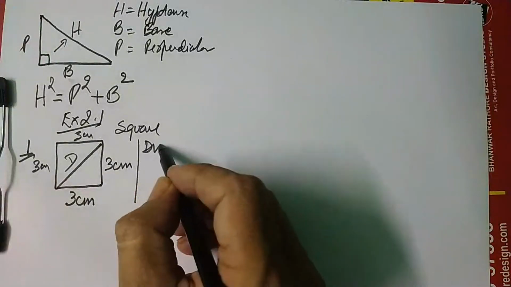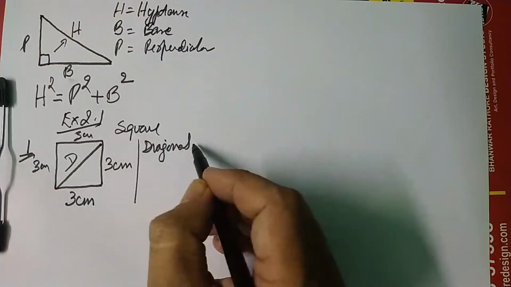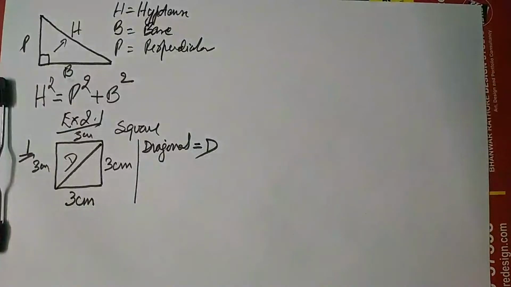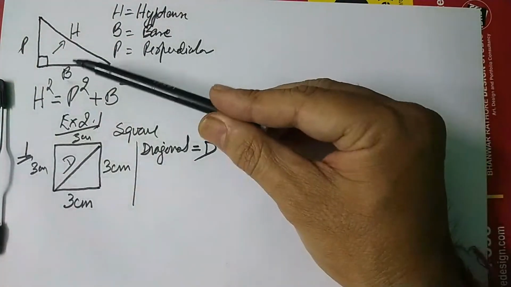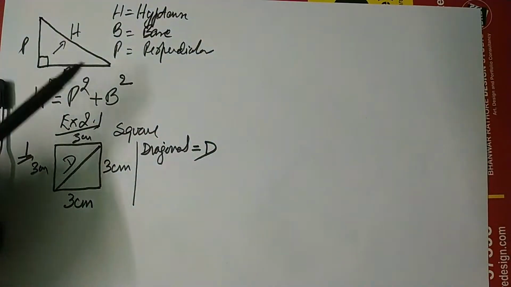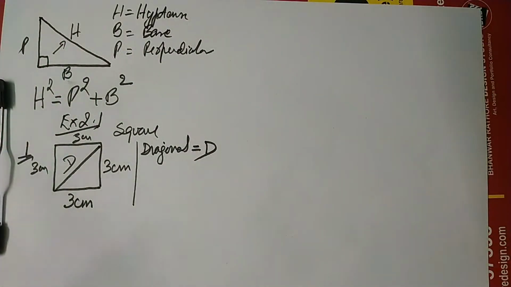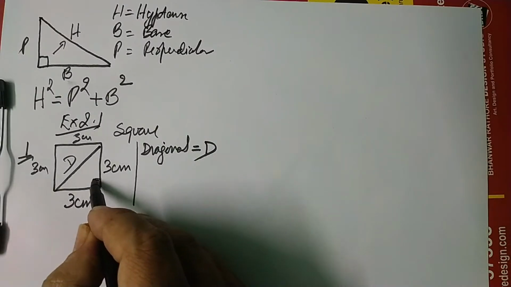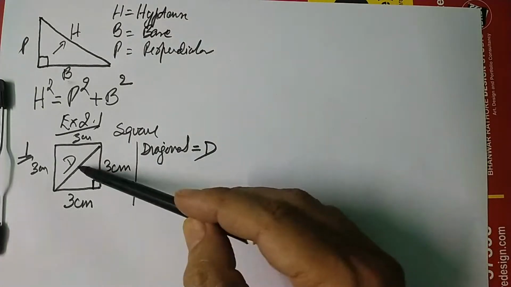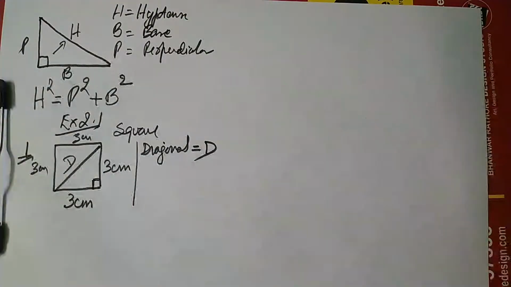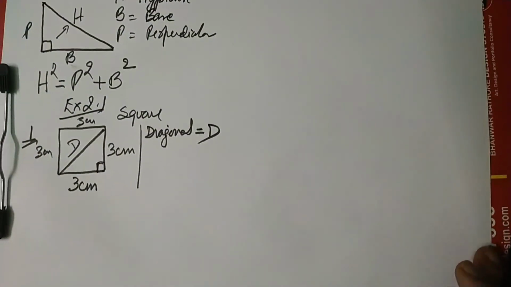I have written the diagonal as D, and D is also the hypotenuse. Just like in this figure, the line which is made in a slant is called the hypotenuse. Because it is a square, this angle is 90-degree. So the side opposite to 90-degree is the hypotenuse. That means you have to find the hypotenuse, which is called the diagonal. What is the length of the diagonal?